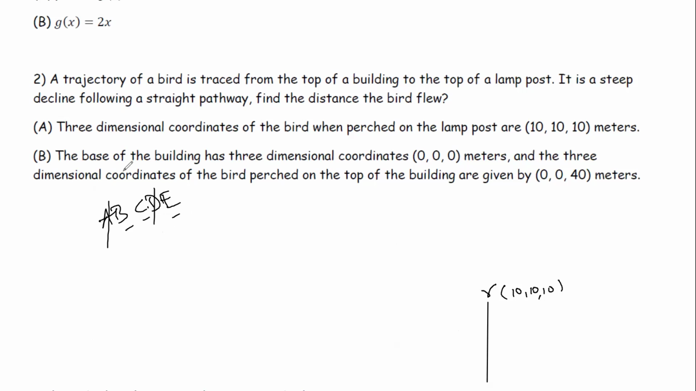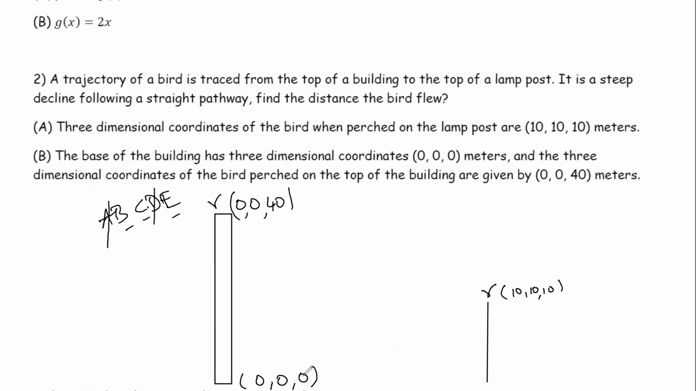Second statement: the base of the building has three-dimensional coordinates 0, 0, 0 meters, and the three-dimensional coordinates of the bird perched on the top of the building are given by 0, 0, 40 meters. So let's draw a building. Let's say this is our building out here, and this is the bird. So 0, 0, 40, and this is 0, 0, 0.